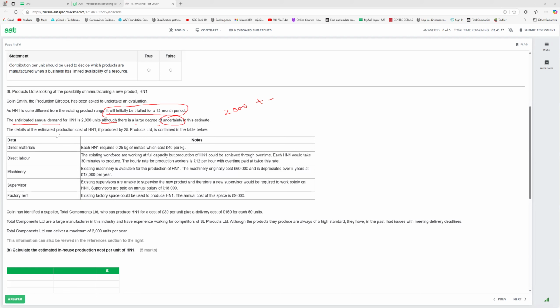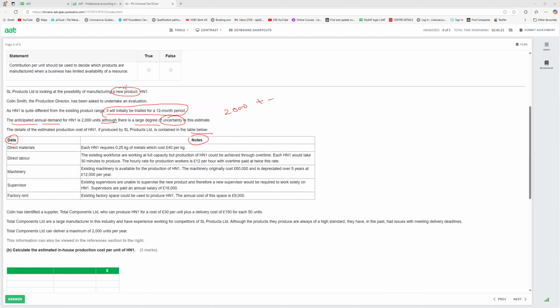The detail of the estimated production cost of HN1 if produced by SL Product Limited is contained in the below table. Okay, we have the data and the notes. So you can see the data and the notes. The direct material that is relevant. Remember that this is additional. So we are looking for a new product.